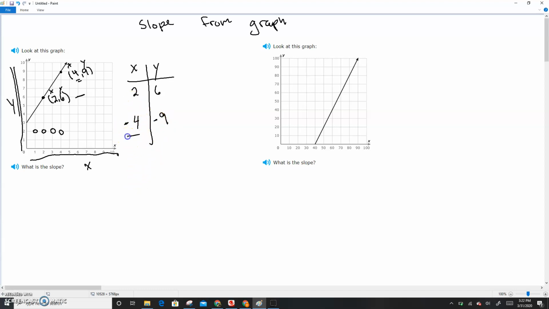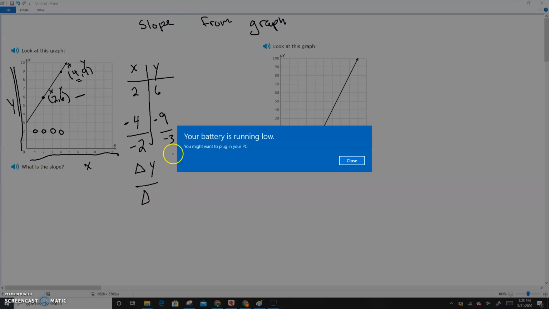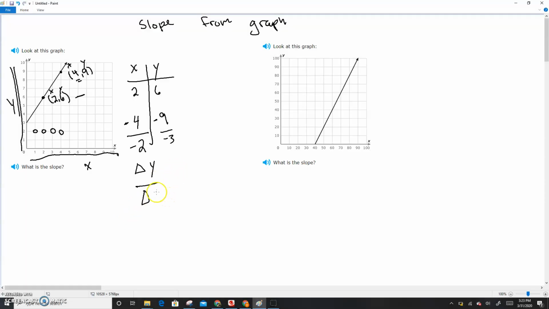2 minus 4 is -2. 6 minus 9 is -3. We are interested in the change in y over the change in x, which is going to get us -3 over -2, or 3/2.